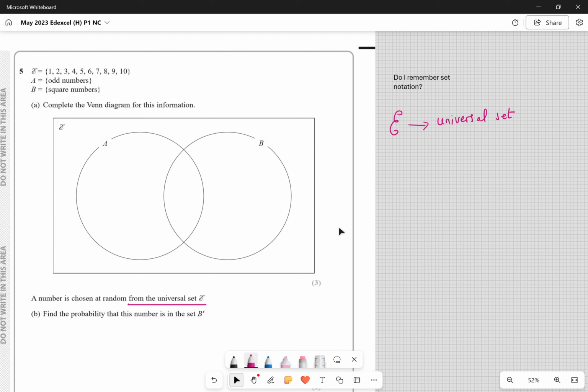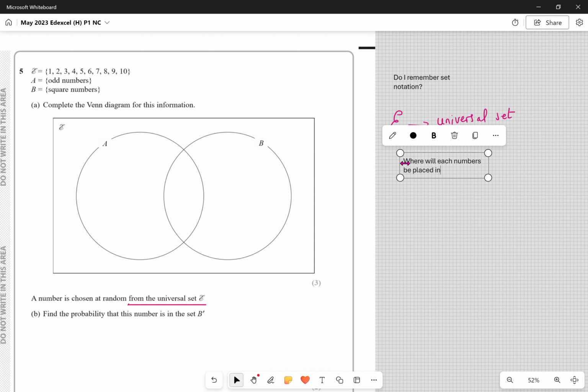So we need to make sure that you know odd numbers, even square numbers, that shouldn't be a problem, but you want to know where will each of those numbers be placed in the diagram. Okay, so that's what we need to think about as well. Where will the numbers be placed in the diagram?